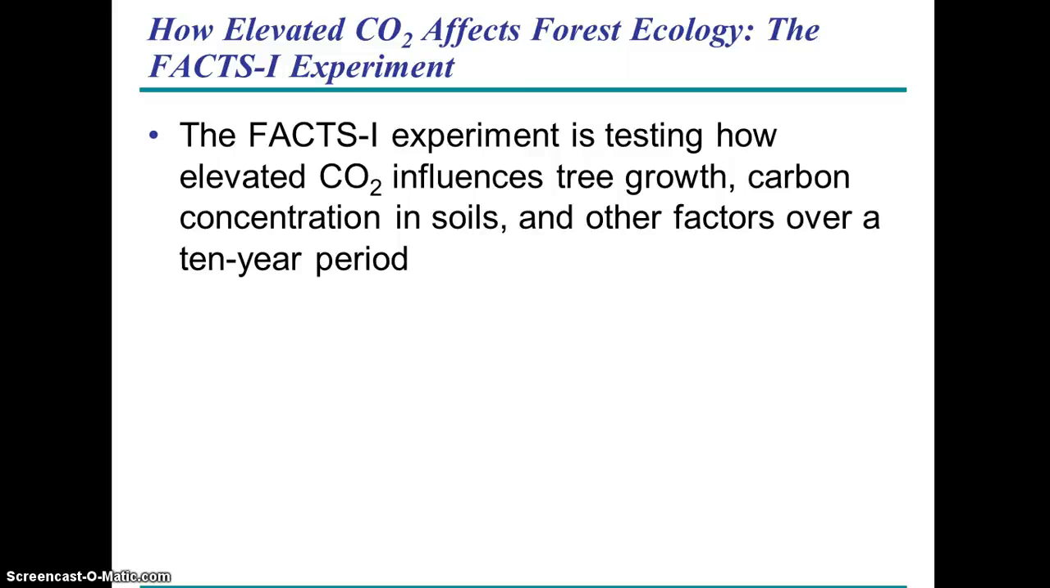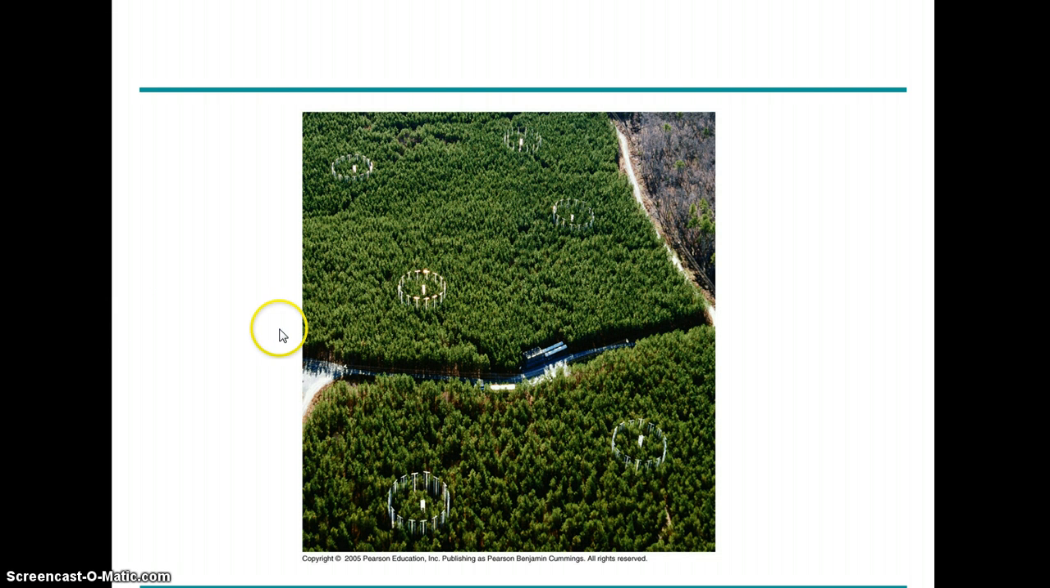These folks out at Duke University are taking these forests, and these are rather large rings of these structures that pump out CO2. And so they're basically elevating the CO2 levels in particular parts of the forest and seeing what happens. Well, CO2 is, of course, used in the photosynthetic process, so you would think if you increase the CO2 levels, you can increase the rate of photosynthesis and the rate of primary production.